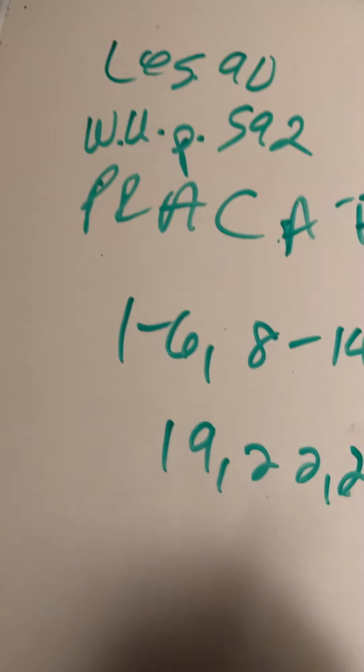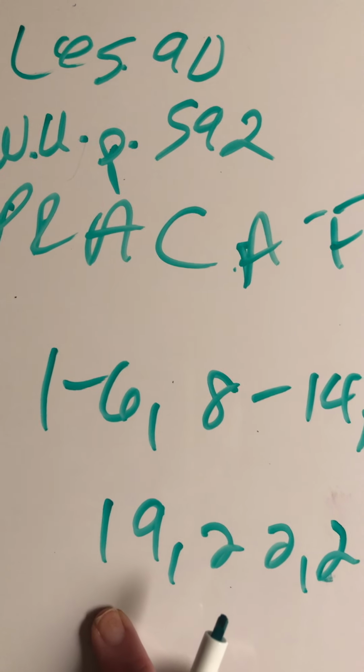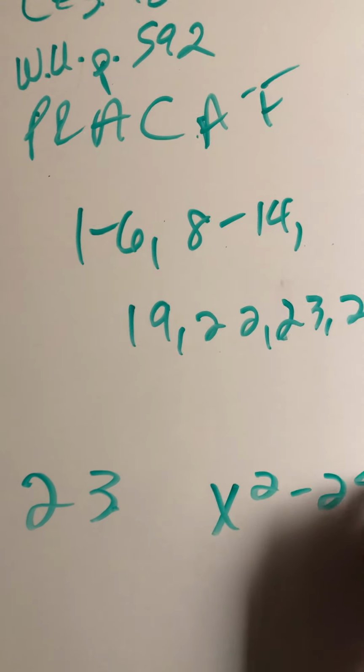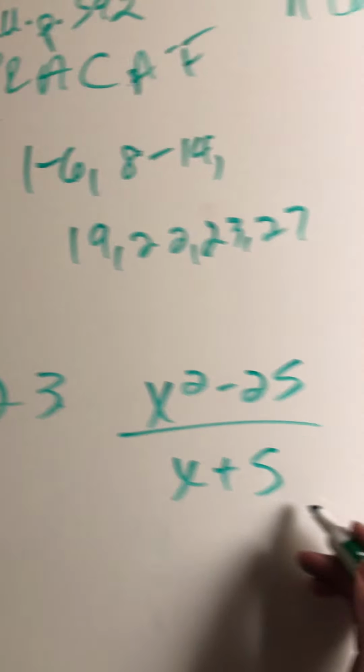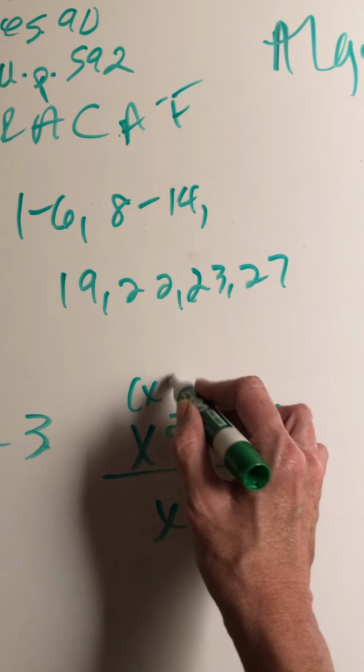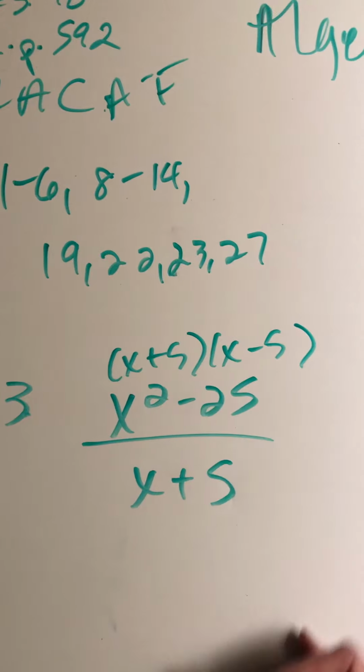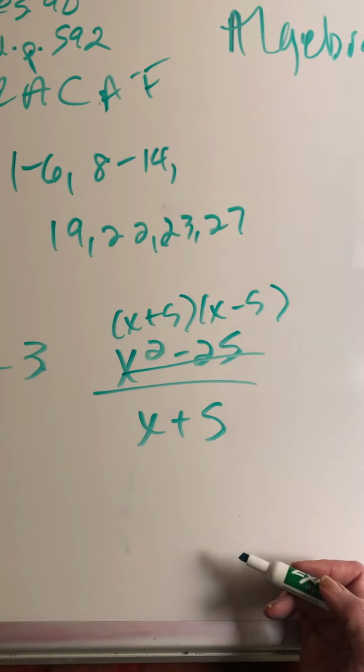Then 19, you're going to use Pythagorean theorem on to check that. 22, you're canceling stuff. 23, you're going to do x squared minus 25 over x plus 5. X squared minus 25 is the difference of two squares, so it factors into x plus 5, x minus 5. So then you should be able to finish it from there on what happens on 23.